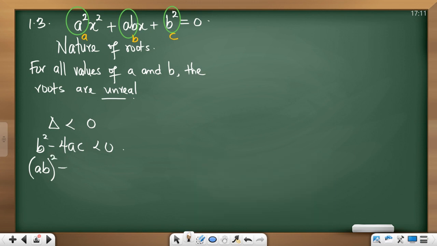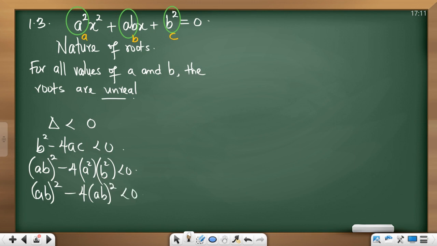All right, minus 4. What is my A? A squared. What is my C? B squared. Okay, interesting. What will this give us? A, B. Let me see. I see a way to simplify this. All right. I hope it makes sense.